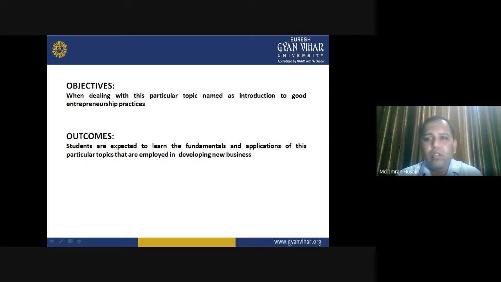So what will be the objective? Introduction to good entrepreneurial practices, right? And what is the real meaning of entrepreneurship? What are the different significant features that are involved? Outcomes. The outcome will be that students will be exposed to the habit of developing new business ideas.